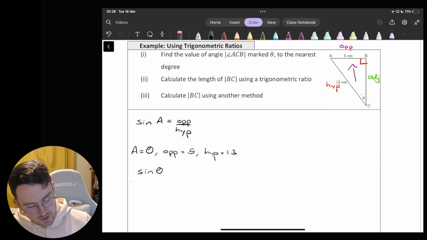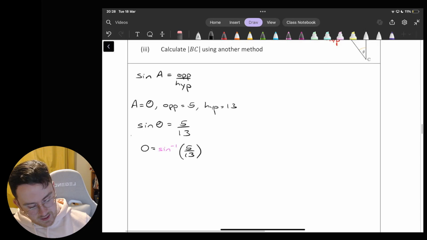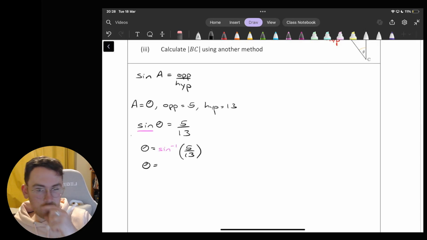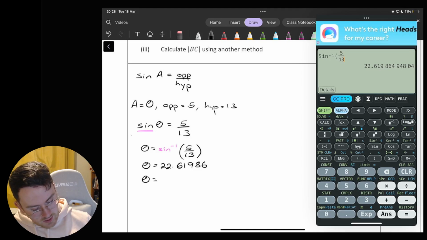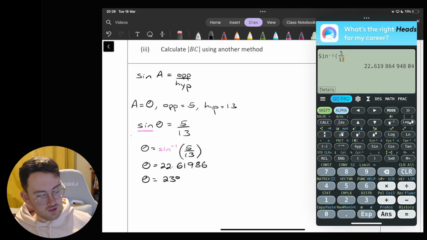So let's fill in all of that information, 5 over 13, and we can now use our sine inverse function to work out the value of this angle here. I need to do that because I would like to eliminate the sine part and isolate theta, the angle. So sine inverse 5 over 13 is 22.61986, but it was to the nearest degree, so 23 degrees there.